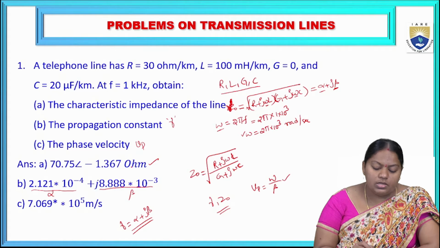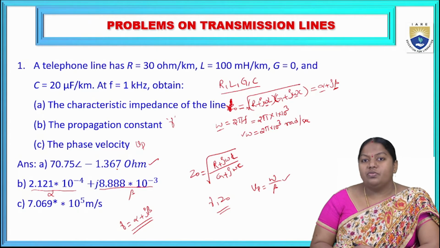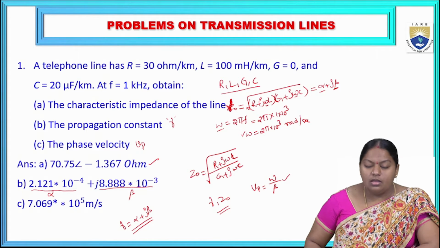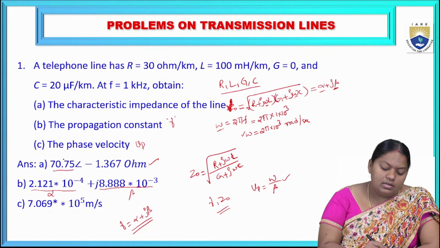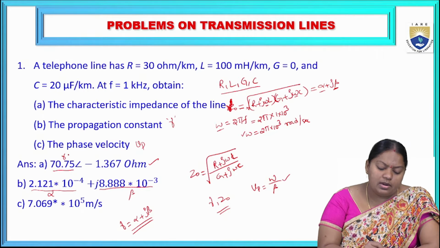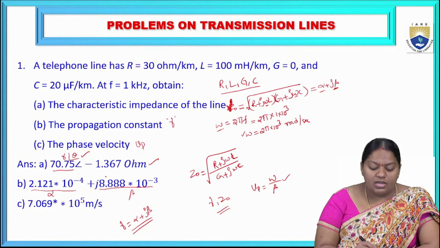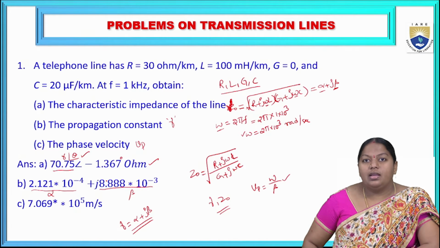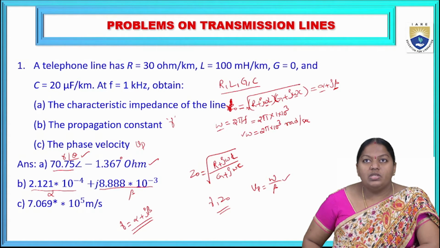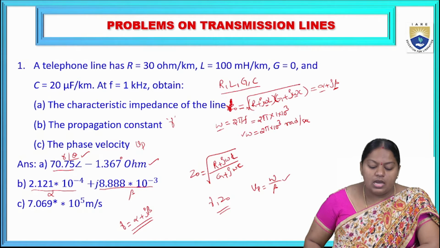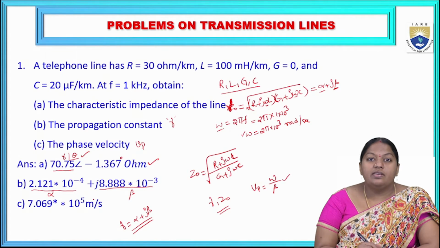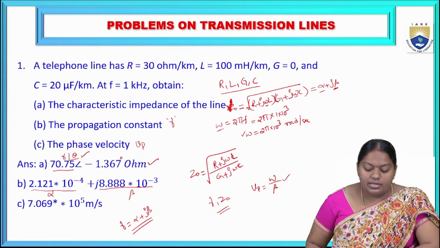Sometimes we might express the characteristic impedance in complex form or rectangular form, meaning real and imaginary forms also. Here we have the magnitude as r, and then at an angle of theta, where the r value is 70.75 and the angle is minus 1.367 degrees. As we know, impedance is generally measured in ohms, and it should be written here as 70.75 at an angle of minus 1.367 degrees as the value of characteristic impedance.